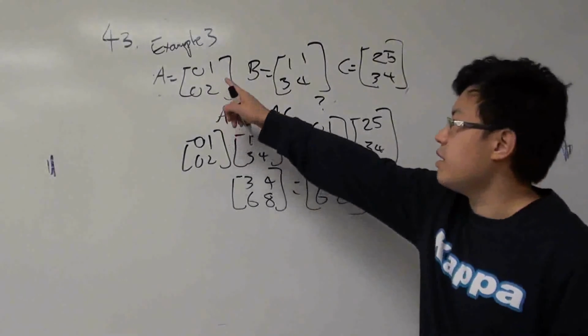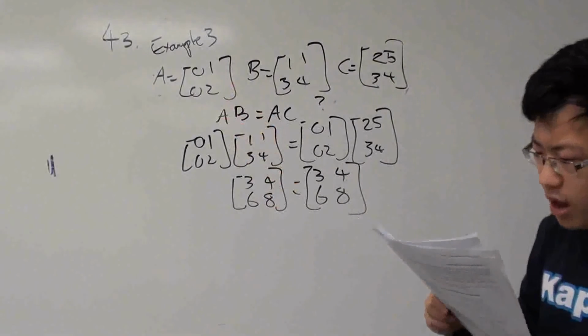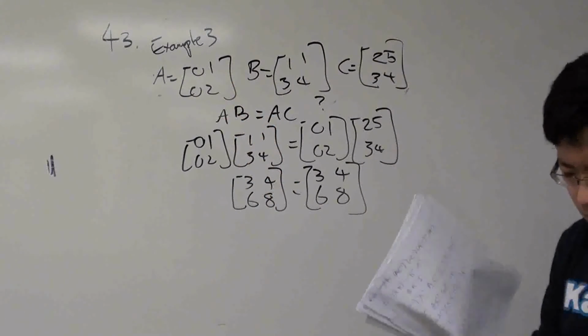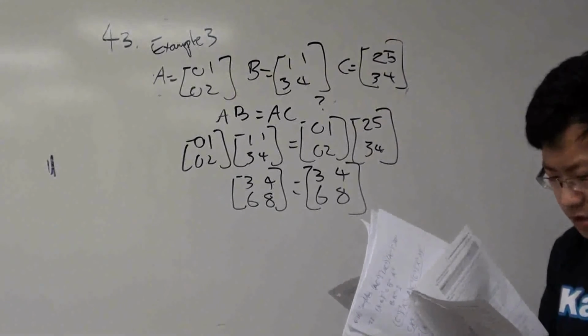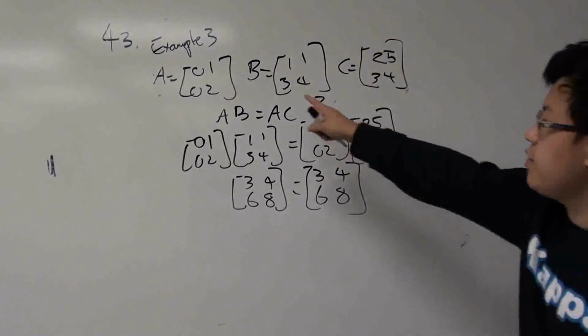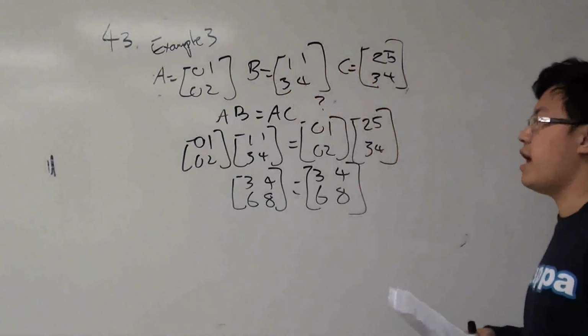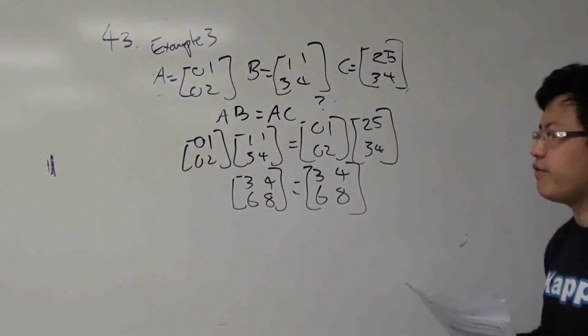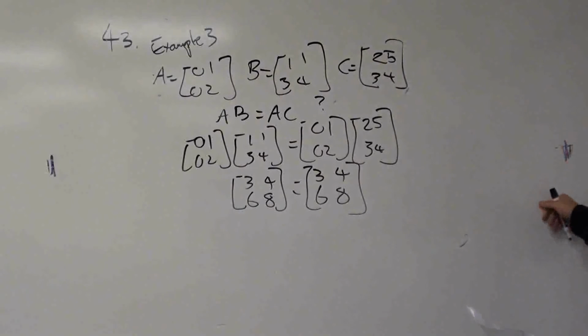All I did was the example, by the way. Example 3 is on page 42, failure of the cancellation law, right? They give you A and B and C, and they ask, what is AB equals AC? The moral lesson before we solve 43 is that just because AB equals AC doesn't mean you can cancel out the A. You can, but that's where we have to use the inverse, right?